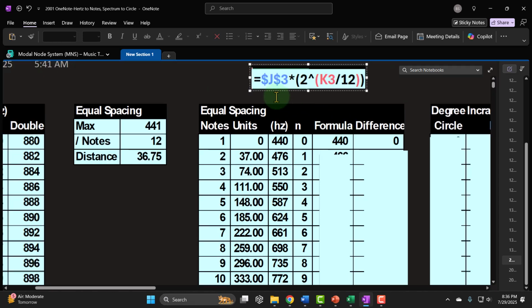Now I don't want to get too wonky on the formula, but we're going to be taking the 440, and we're going to say it's going to be times 2. That makes sense because when it doubles, that's when the octave happens. And then to the power of n divided by 12.